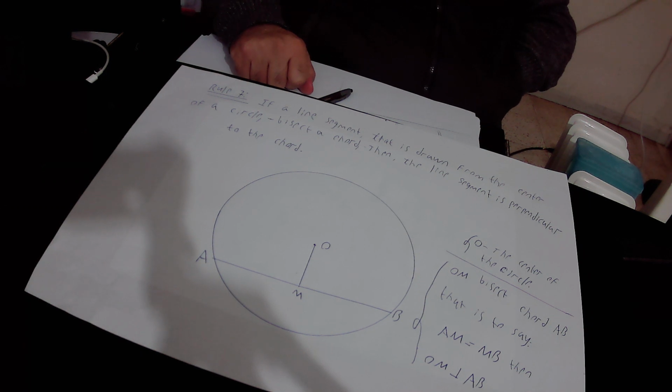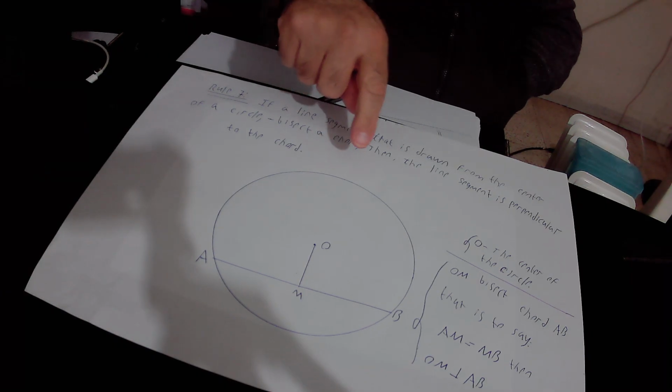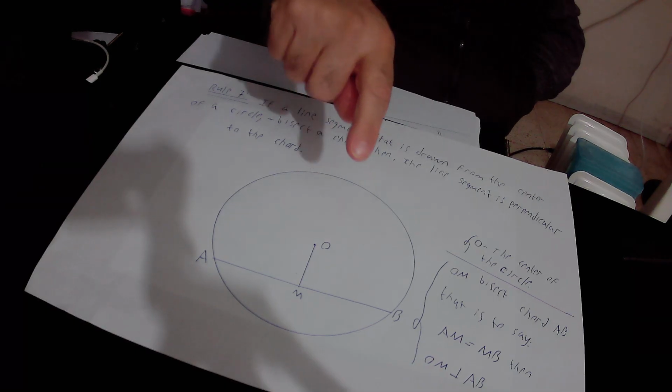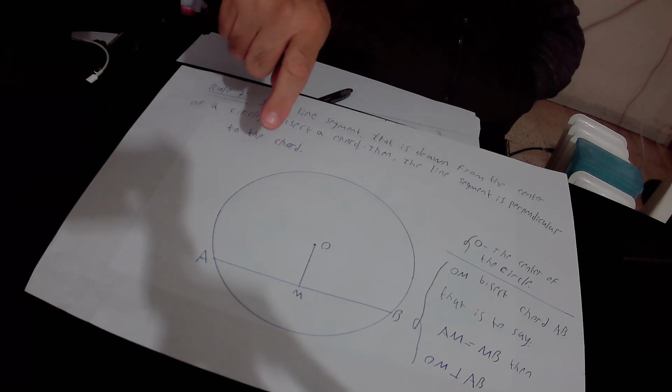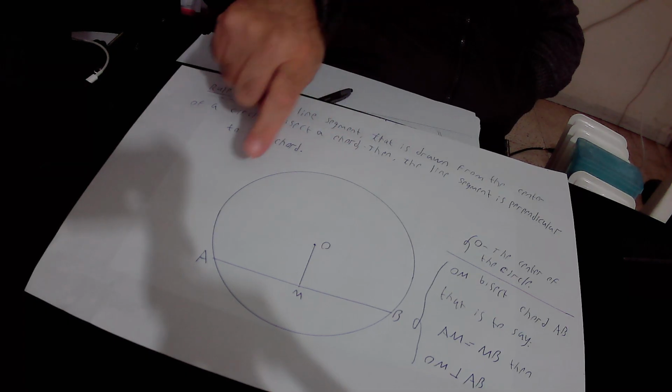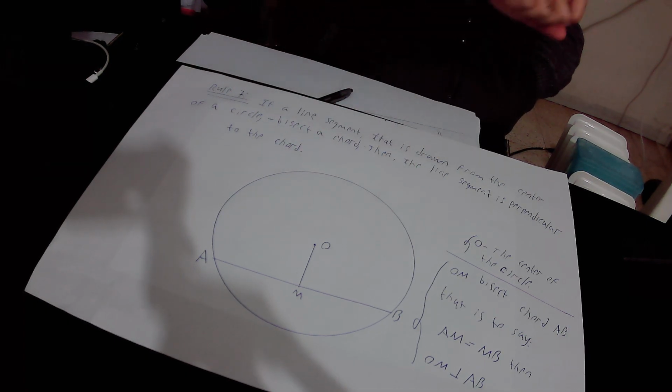If a line segment is drawn from the center of a circle to bisect the chord, then the line segment is also perpendicular to the chord. The center of this circle is here at point O. From the center of the circle we draw line segment OM on chord AB that bisects the chord. That is to say, AM equals MB.